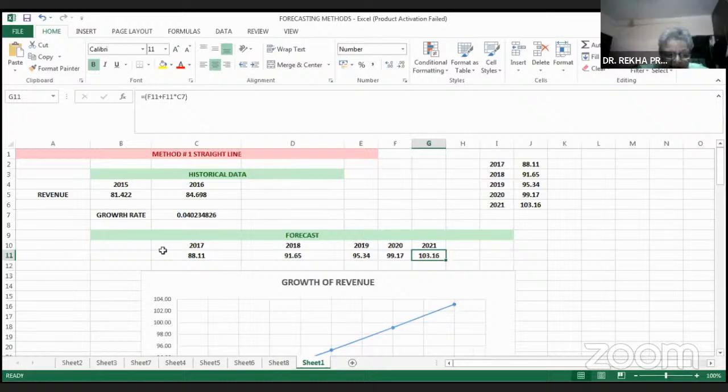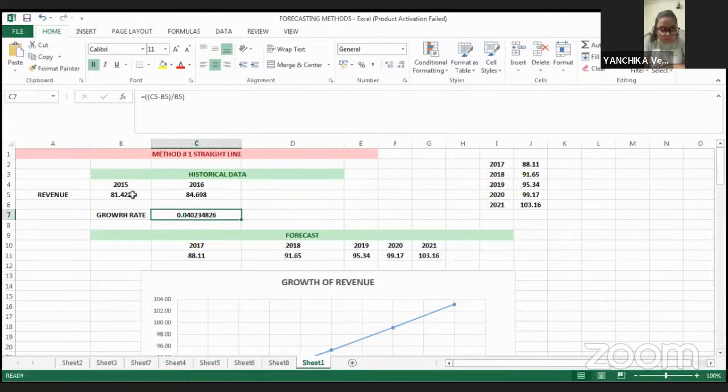So this is the year. Over here, two years are given, 2015 and 2016. Revenue is 81.422 in the first year, 2015, and 84.698. And the growth is constant. So every year, what is the growth? Growth rate will be this. See over here, here is the formula. Can you see the formula? That is this minus this, divided by 81.42.